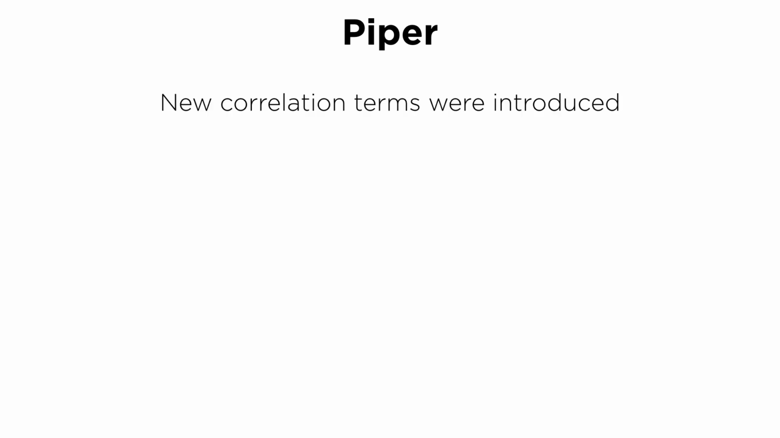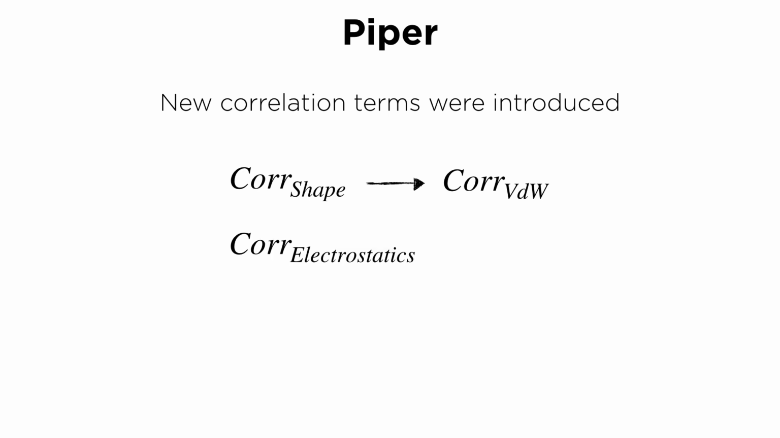And in 2006, a docking algorithm called Piper was introduced, and it brought something new to the table, something that improved the accuracy of docking algorithms. It brought new correlational terms to the grid-based docking stage. First of all, shape complementarity correlation was replaced with van der Waals energy correlation, and a new term that accounts for the electrostatics interaction was introduced. Both those terms account for physical properties of structures, but that turned out to be not enough in order to conduct an accurate docking.